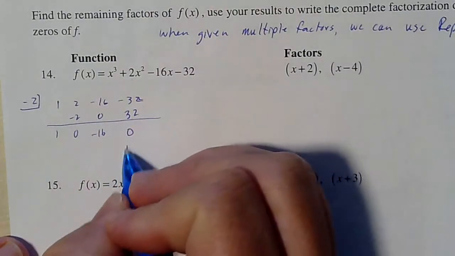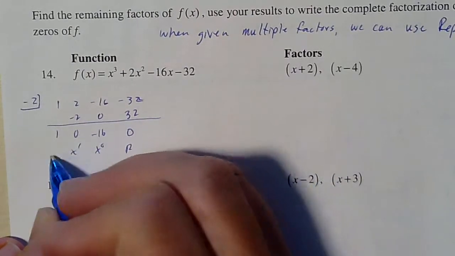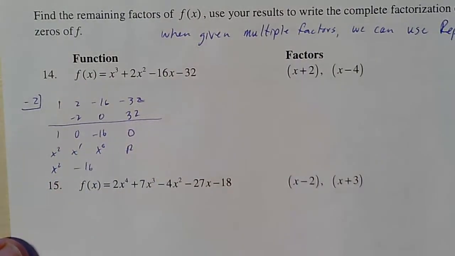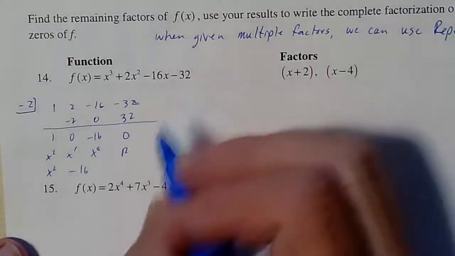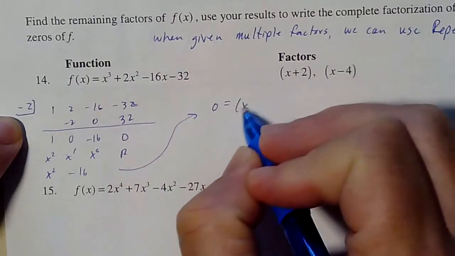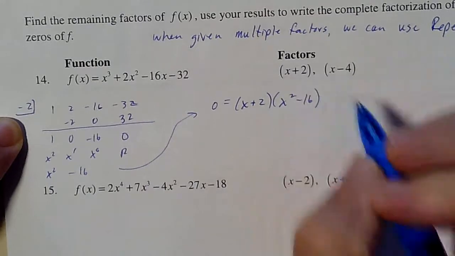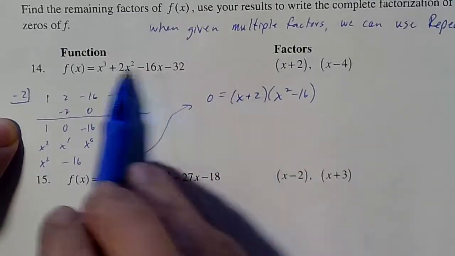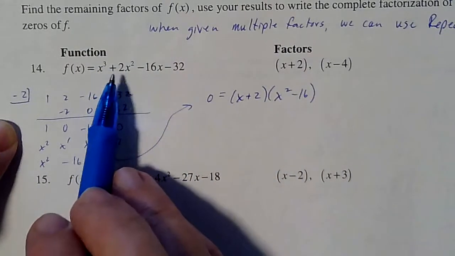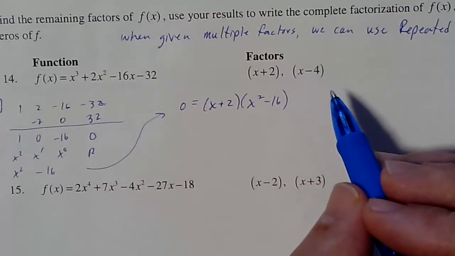Okay, so I got remainder, constant term, linear term, quadratic, right? So it's like this: 1x squared, nothing here, minus 16 is the result. So I can break down this function now. f of x equals what I divided by, x plus 2, times the result, x squared minus 16. Just to make sure you understand, remember this replaces this. If I were to multiply this back out and FOIL it, this is what I'd get. I promise you.